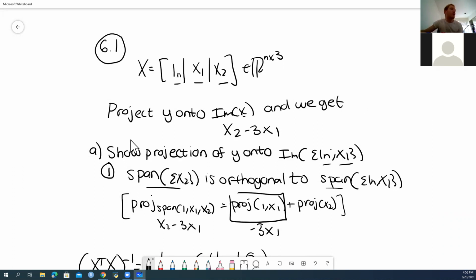And so what they say is, okay, you want to show the projection of Y onto just the image of 1 and X1. Okay, so instead of showing projection onto 1, X1, and X2, we want to show the projection onto 1 and X1.